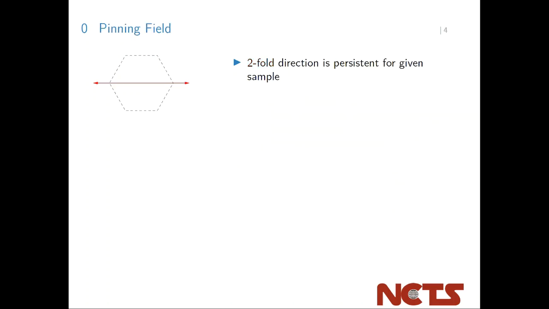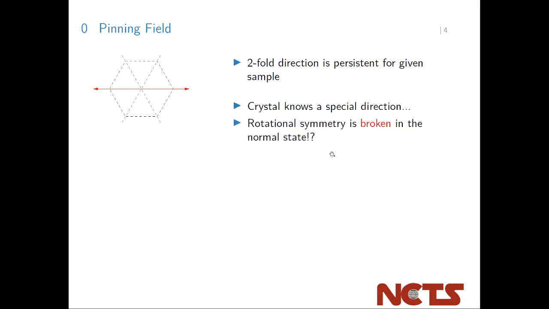But this is not the end of the story. It was realized very soon that if you take any given sample and repeat the same experiment, then every time you get the same twofold direction. It is persistent across multiple repeated experiments. And this cannot be explained by spontaneous symmetry breaking because every time your order parameter wants to align with the red direction but not the blue directions, even though they are equivalent with respect to crystal symmetry. So somehow, something in the normal phase tells the crystal that the red direction is different from the blue ones.